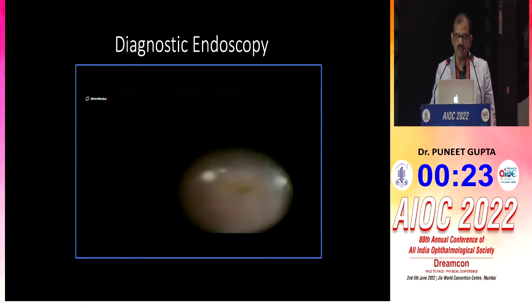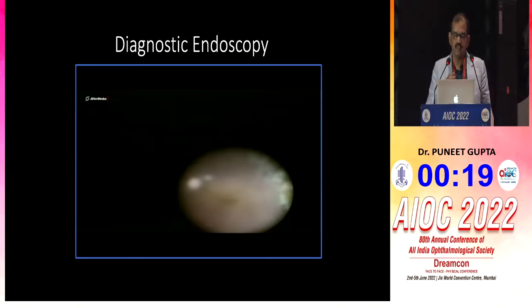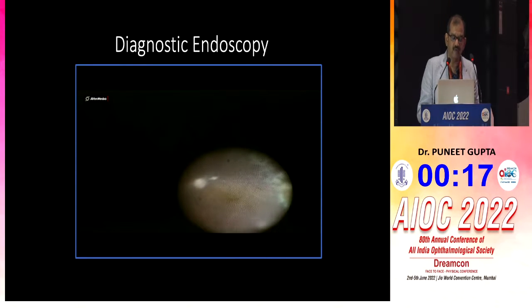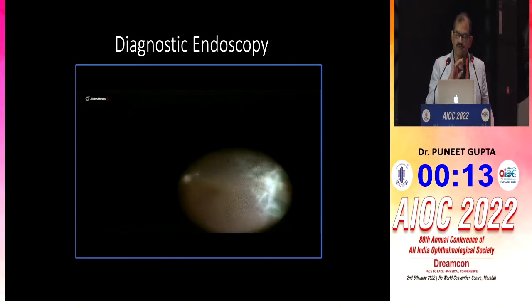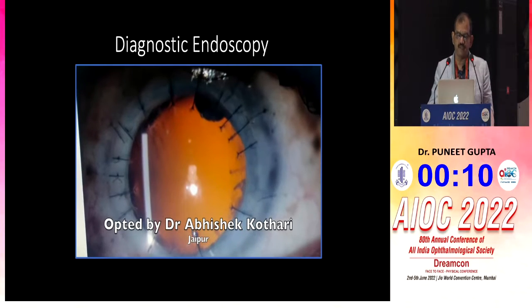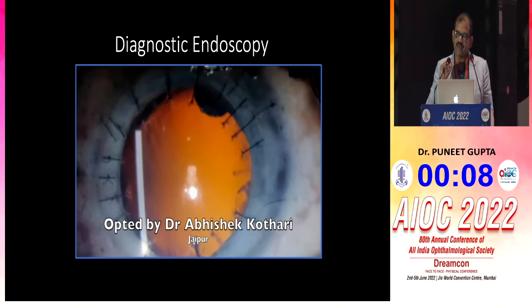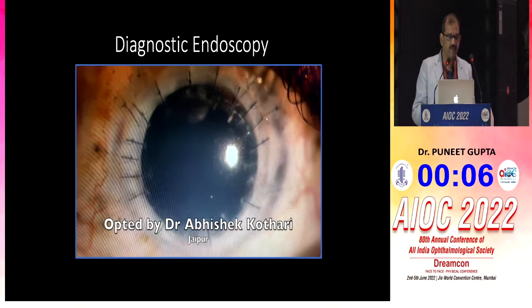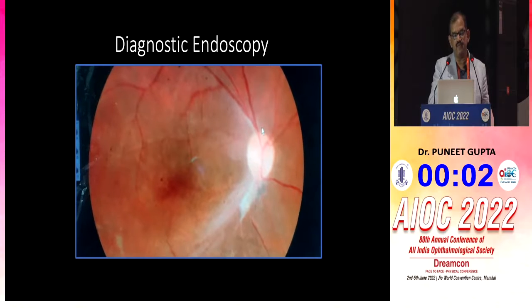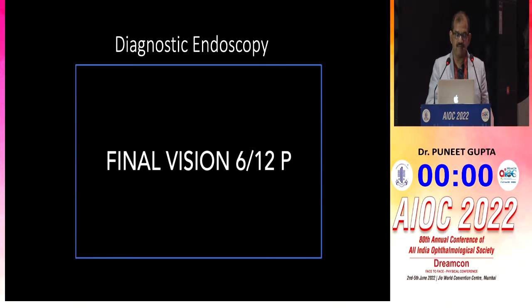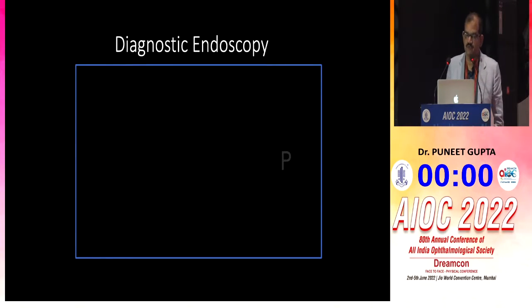If you see that the disc and retina are reasonably healthy, then these patients can be taken up for surgery, because sometimes you cannot visualize the finer things on ultrasound, and the disc can also be seen very big. This patient was operated by Dr. Abhishek Ithari at Jaipur. Keratoplasty was done, and this is the final picture of the retina that we saw. The patient regained vision of 6 by 12.